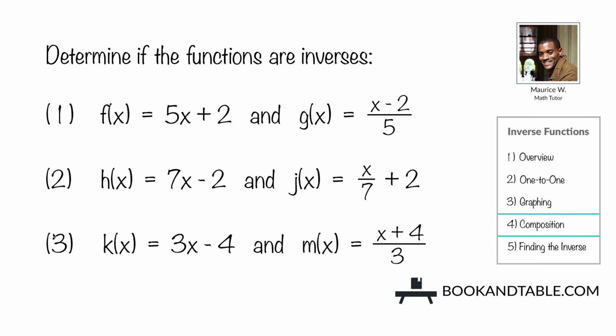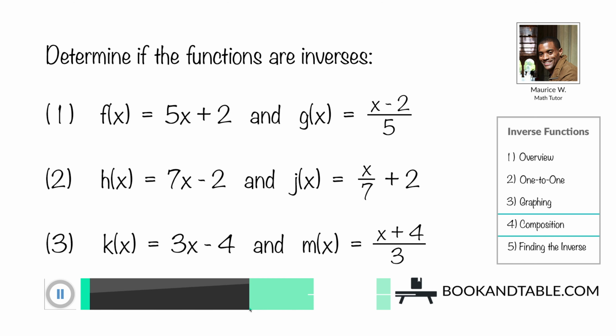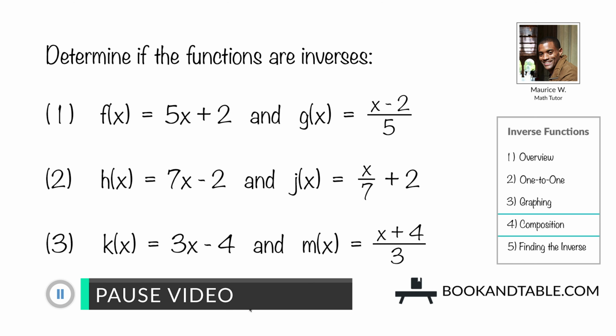In question number 3, k of x is equal to 3x minus 4, and m of x is equal to x plus 4 over 3. Pause the video, answer these questions, and then press play when you are ready to begin.